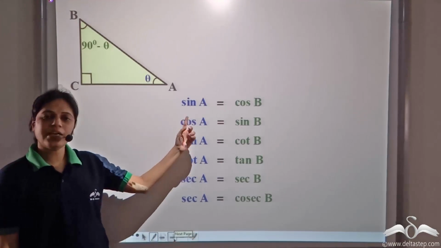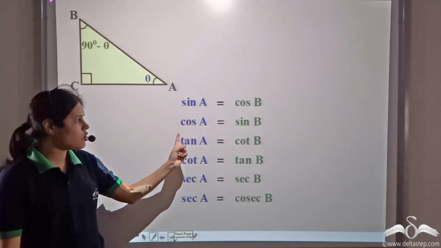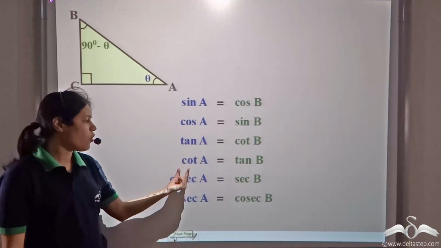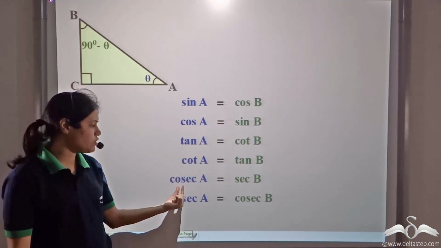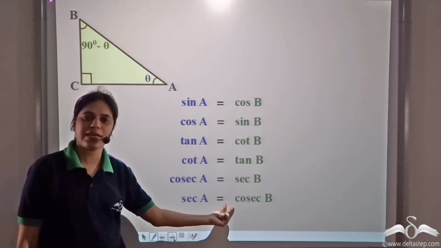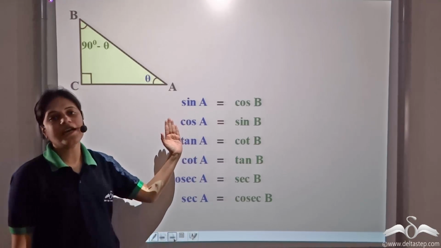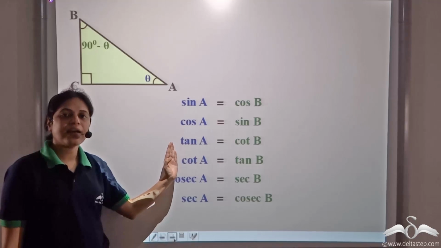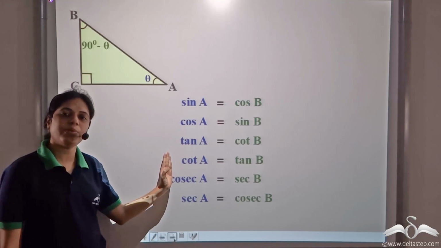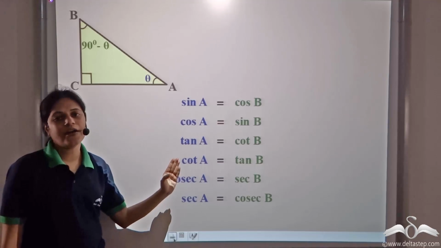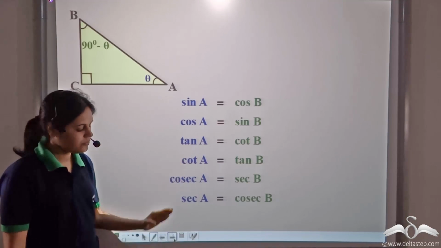So we have sin A equal to cos B, cos A equal to sin B, tan A equal to cot B, cot A equal to tan B, cosec A equal to sec B, and sec A equal to cosec B. So sine and cosine are the complementary ratios. Sec and cosec are complementary ratios. Tangent and cotangent are complementary ratios.